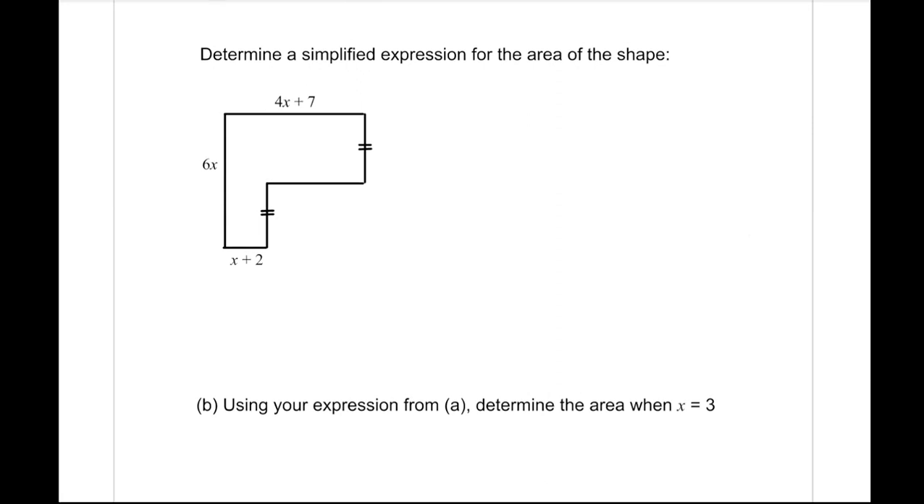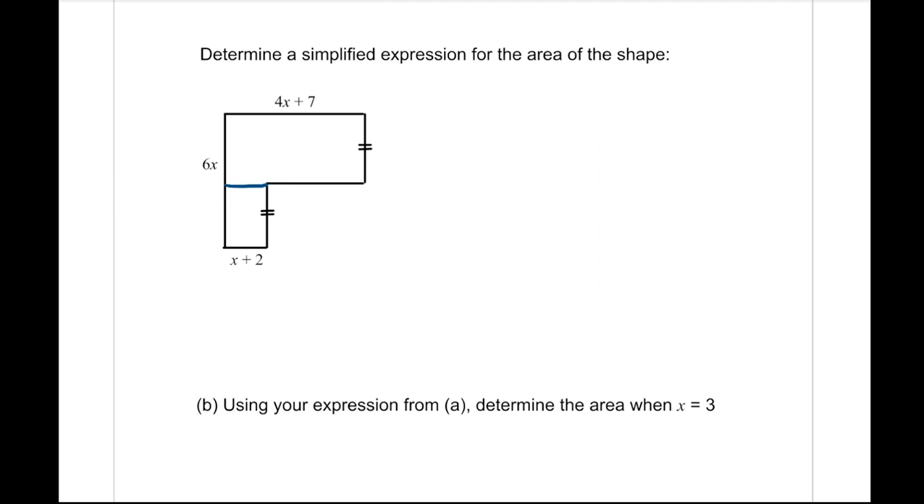The final example: determine a simplified expression for the area of the following shape. So this is kind of combining the composite shapes that we've looked at before with what we will find out is the distributive property, as well as collecting like terms. So we need to divide this shape up into shapes that we are familiar with. Depending on how you do it, you could draw a line down here, or you could draw a line across here. Regardless of which way you do it, you should still get the same answer.